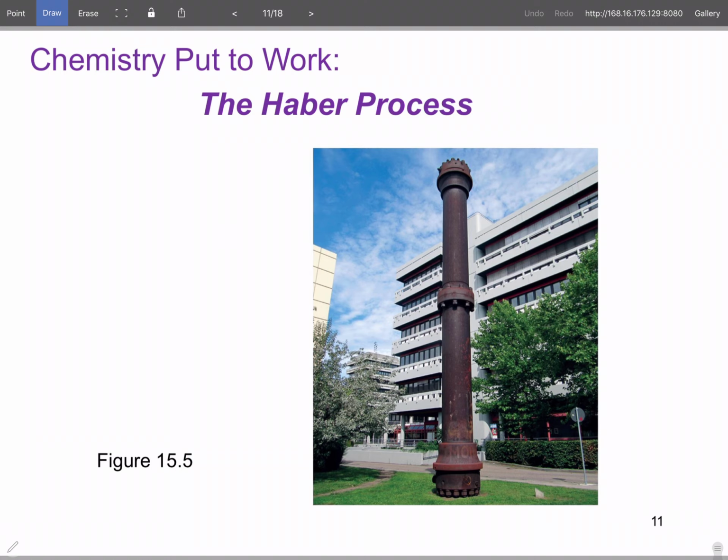All right. The Haber process. This is the first one of the chemistry put to work. And this one actually looks really, really dull, but it's actually very fascinating. If you're into history, especially World War One and World War Two, you really need to read through this. This is actually really cool.